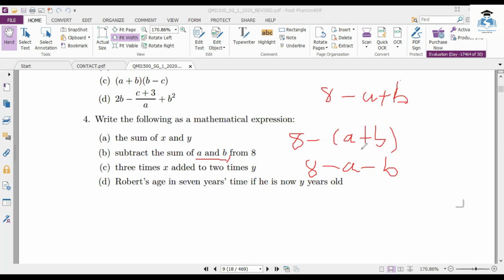So the bracket is needed because we are adding A and B. Yes. So if you do it like A minus A plus B, then the equation will be A plus B minus A, which is not true.